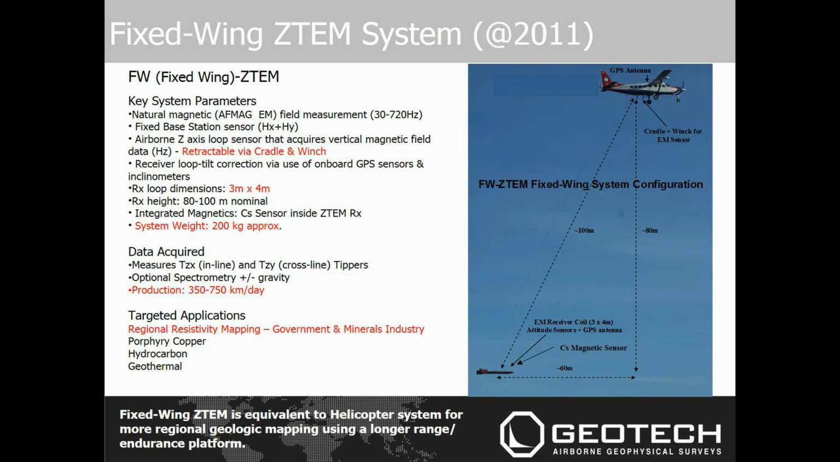The onboard cesium magnetometer has been moved. On the helicopter system it's on a towed bird on the tow cable, while on the fixed wing system it's actually inside the ZTEM bird itself. So that improves the noise of the magnetometer readings, and because it's not close to the aircraft we don't need to compensate the mag readings at all.